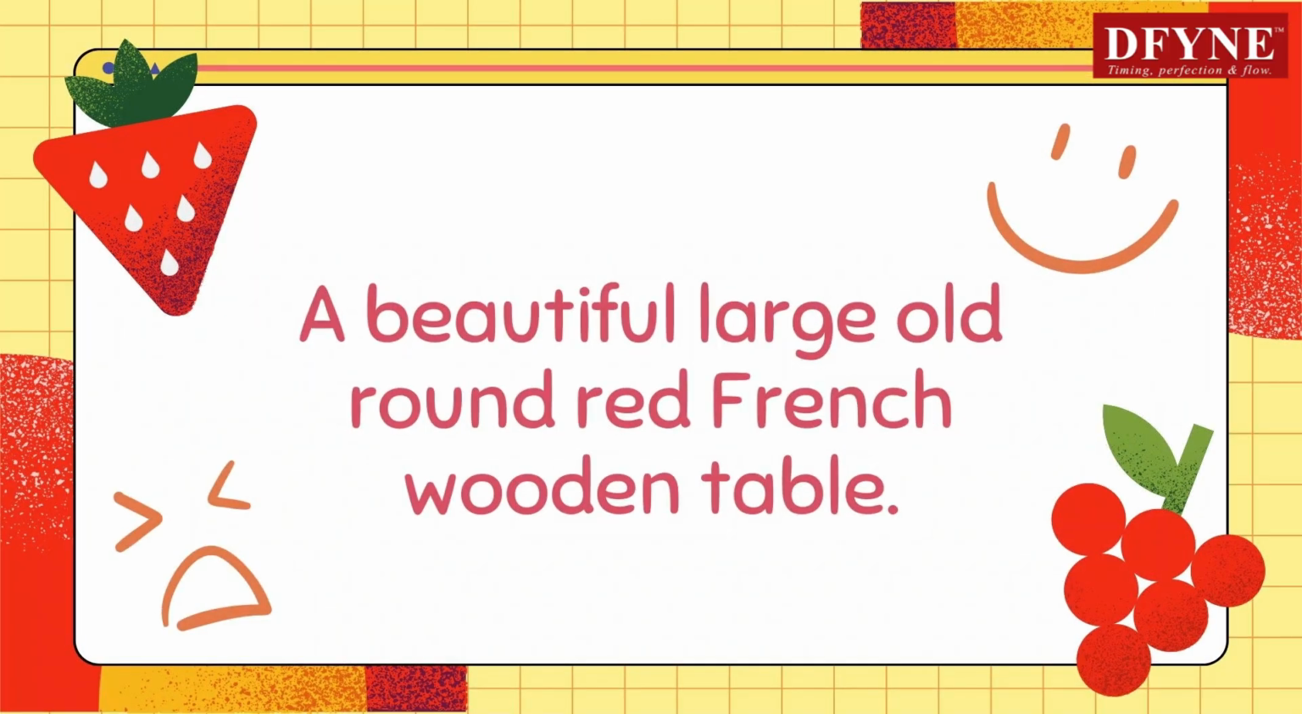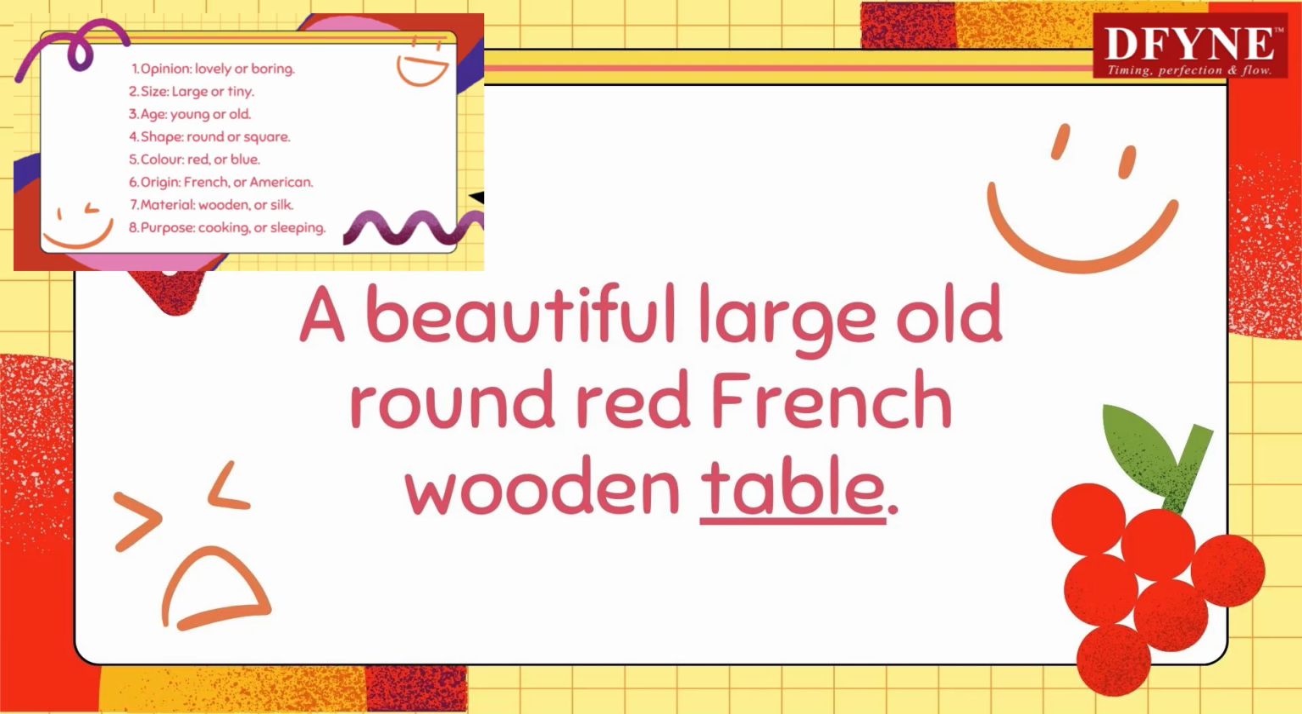In this phrase, a beautiful, large, old, round, red French wooden table, there is only one noun, and all the others are adjectives describing that noun, table. This phrase doesn't seem to be awkward or unnatural. This is because it's following the order I mentioned. Beautiful is an opinion, large is the size, old is the age, round is the shape, red is the color, French is the origin, and wooden is the material of the noun, table.